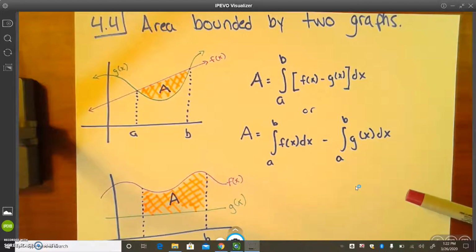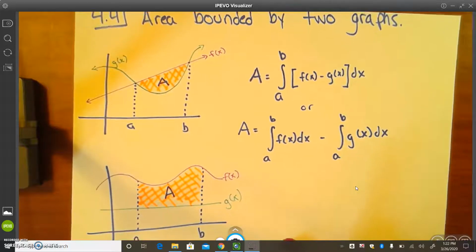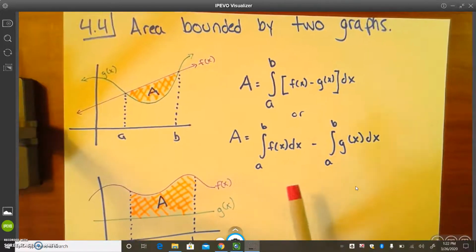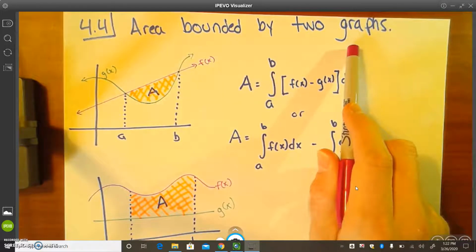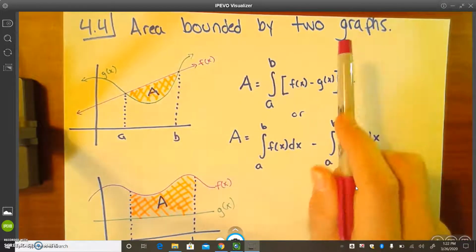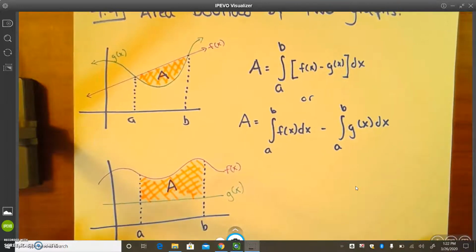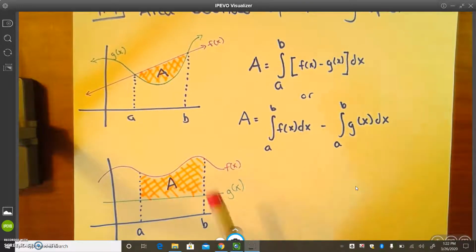Okay, folks, we're going to move on to a new property in 4.4. Basically, it's not necessarily a property, more so a skill, and it's how do we find the area bound between two different curves on the coordinate plane. And I tried giving a good visual here of that process.